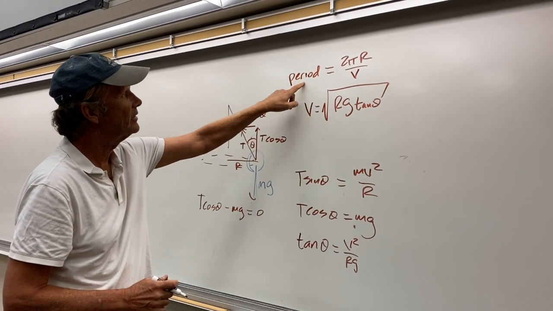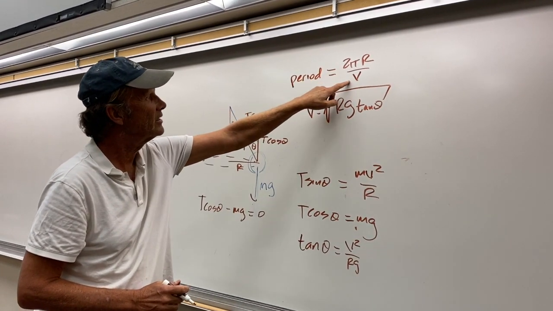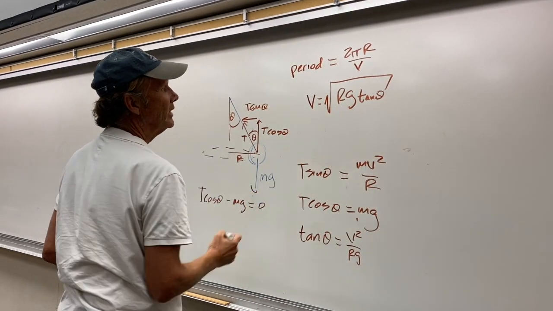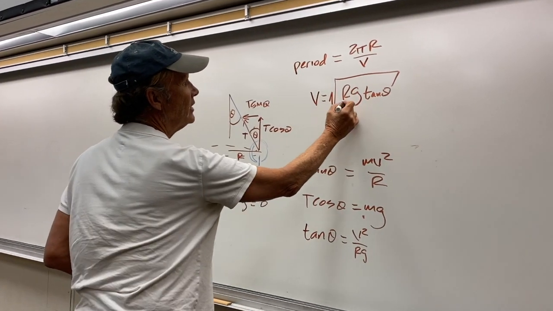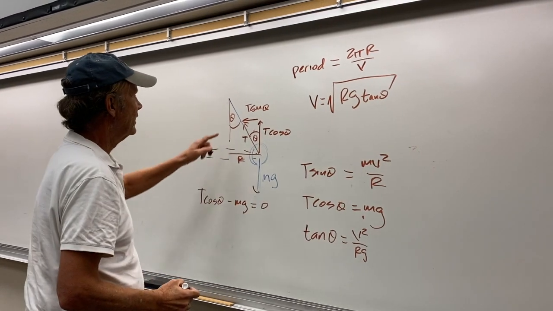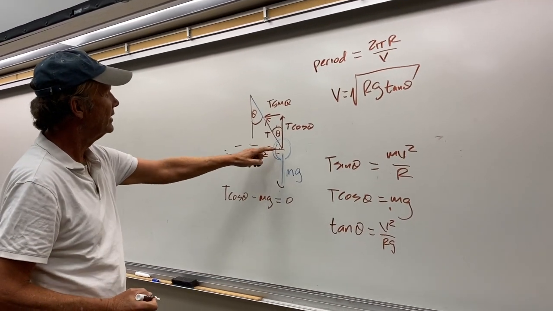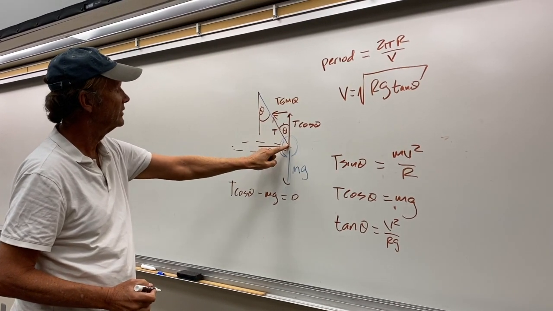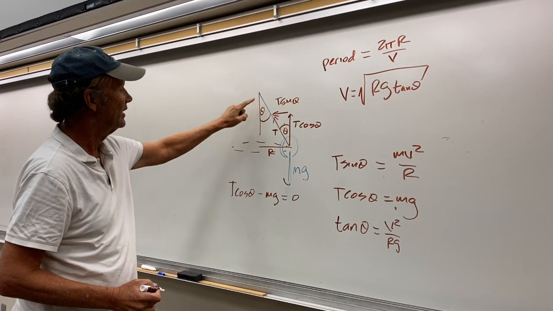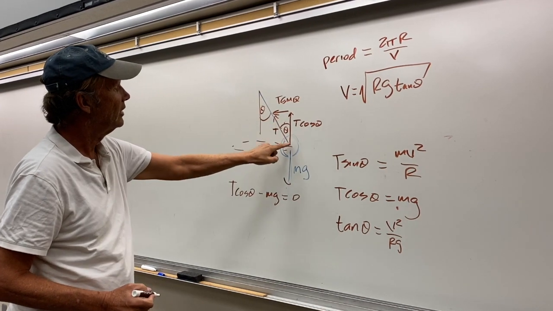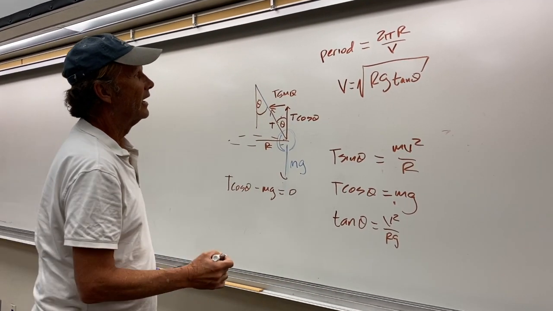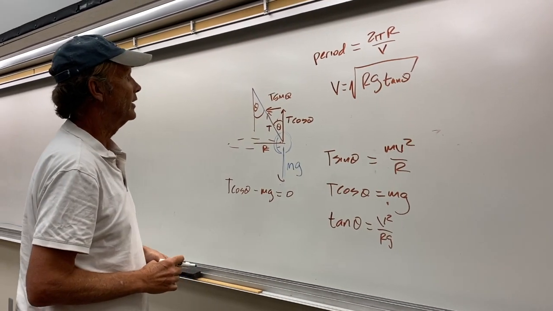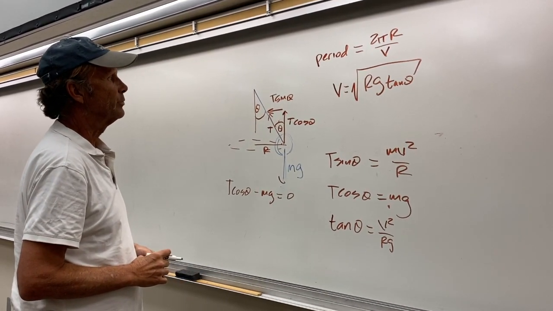Okay, and so the period can be measured and then compared to the value that you get by plugging in for the velocity, square root of rg tangent theta, and then you get your theta by knowing what r is and by knowing what the length of the string is. And you can say that the sine of theta is r over the length of the string, and then that would give you theta, which you can use for that part of the expression.